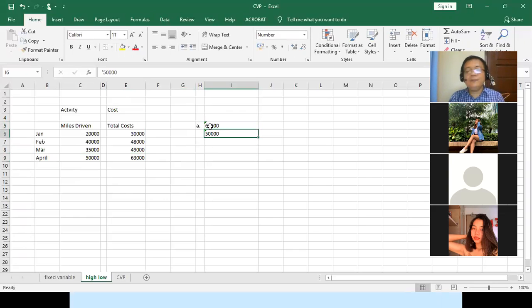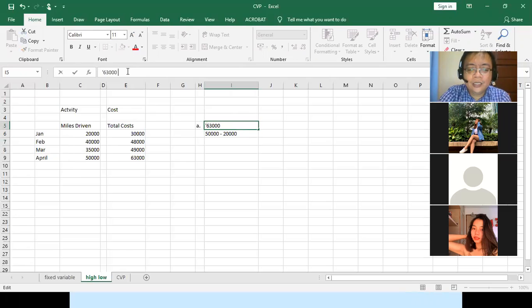Next, high, low. Kunin mo naman yung low activity. Not low cost, ha? Low activity muna. Okay, ano yung low activity? Malamang hindi na 50, 35, 40, 20. Ano yung low activity? 20. Alright? Minus 20,000. In terms of 20,000, ano yung cost ng 20,000 activity? 30,000. So you put here 30,000.